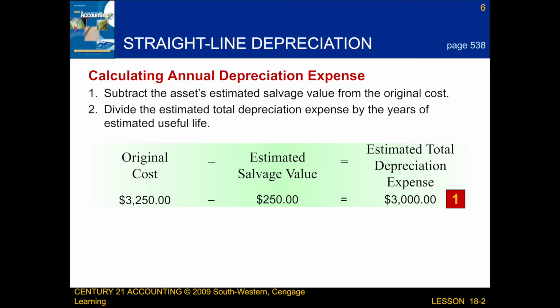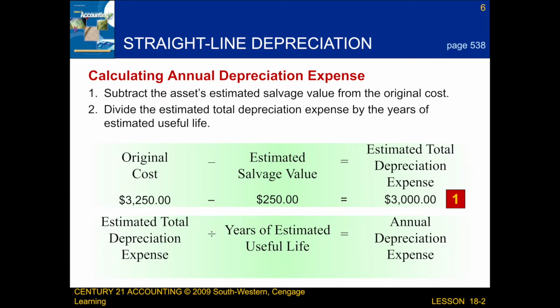The next step is to divide the estimated total depreciation expense by the years of estimated useful life. So if we take the estimated total depreciation expense and we divide it by the years of estimated useful life, that will give us the annual depreciation expense.